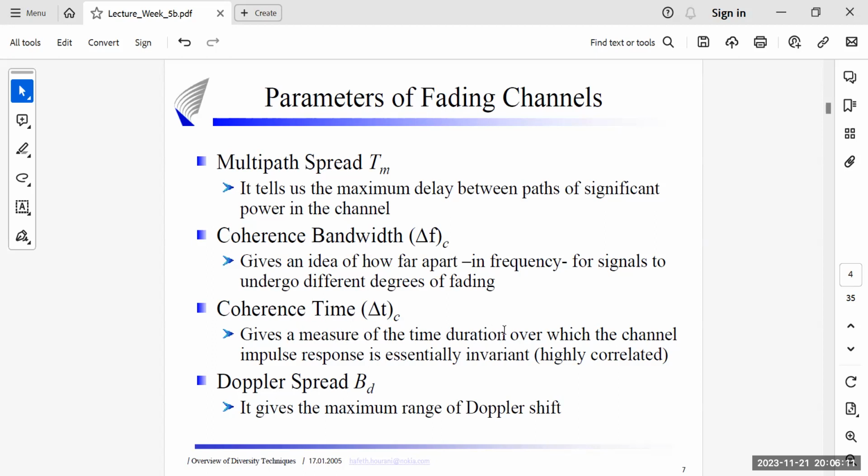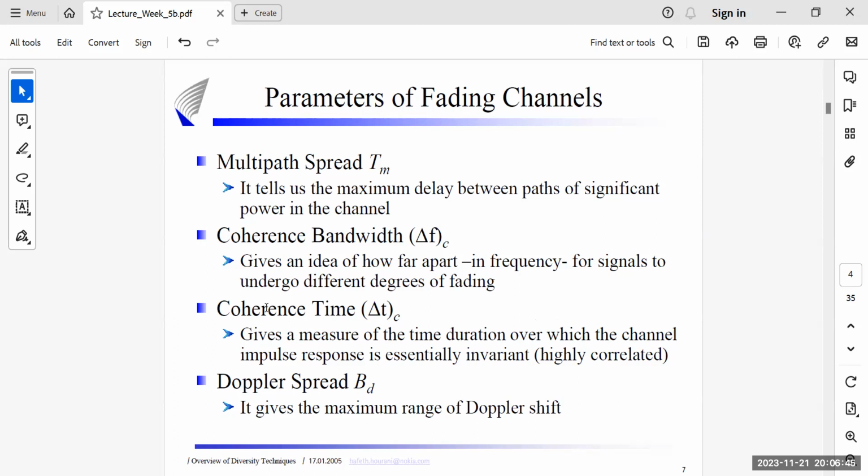It gives a measure of the time duration over which the channel impulse response is essentially invariant or highly correlated. So this is that time at which your channel behaves the same way. For example, at time t1, your channel behaves in some kind of way, and at time t2 it behaves in some kind of way. So this range of t1 minus t2 would be the coherence time.